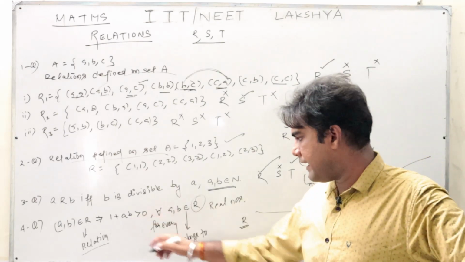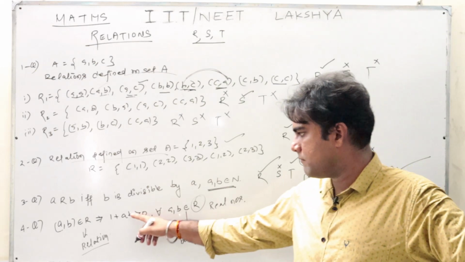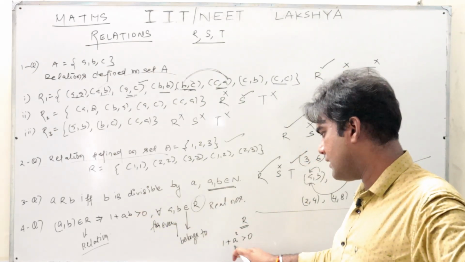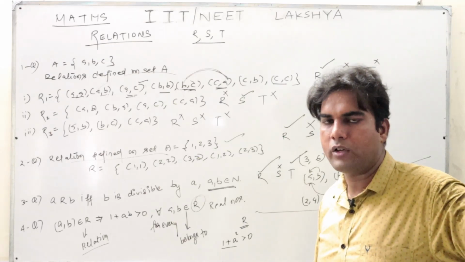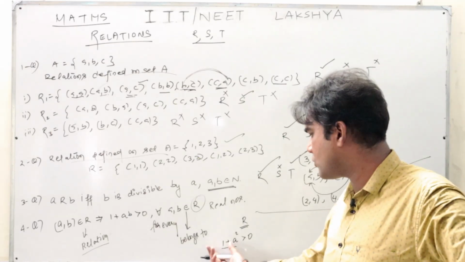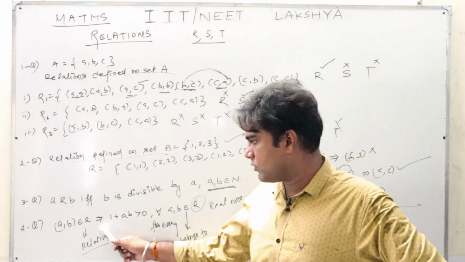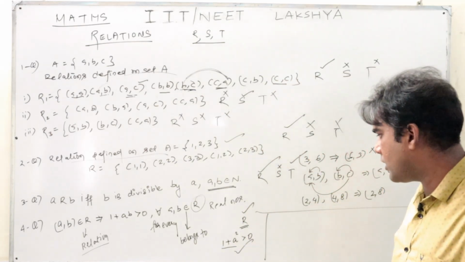So for (a, a), is 1 plus a square greater than 0? Because (a, a) means b is the same as a. So 1 plus a square is a square quantity plus 1. A square is always greater than or equal to 0, and a square plus 1 is a positive quantity. A positive quantity will always be greater than 0. It means it is reflexive. What about symmetric?